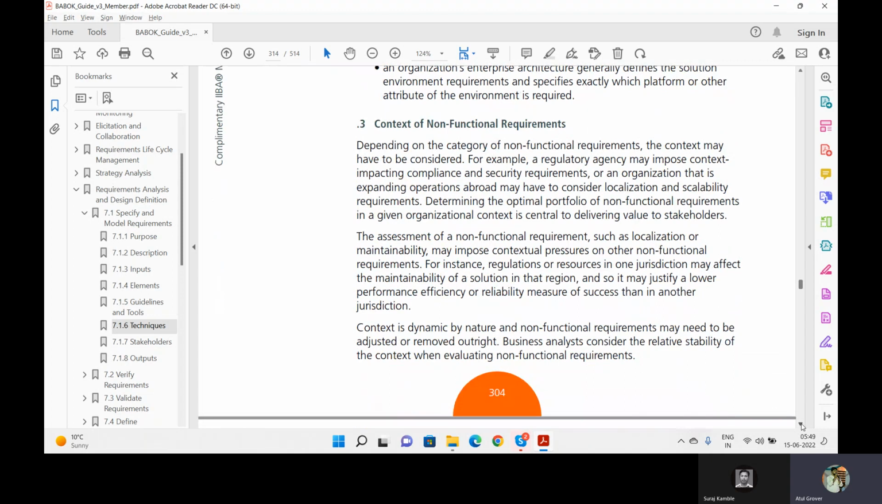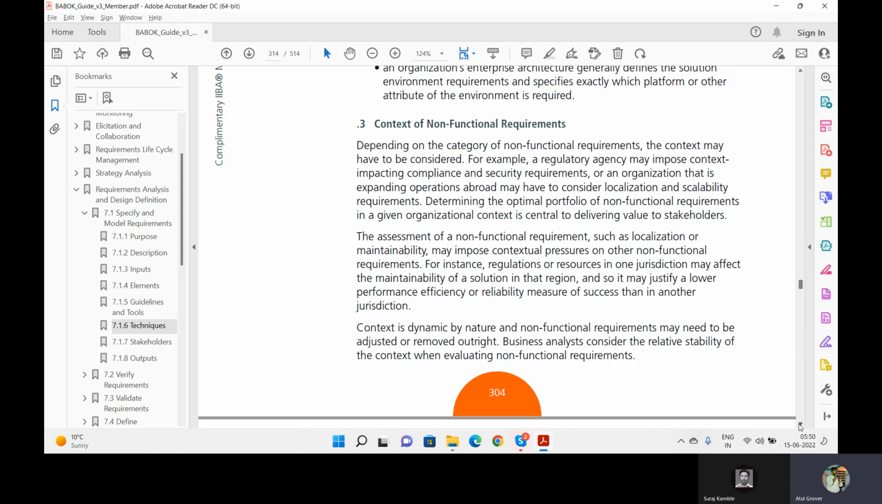Then the context of the non-functional requirements. Because now it's saying how you are dividing this, how you're categorizing this actually. In which area it should go as a non-functional. So like they're saying that localization, maintainability are another context of the same. Usability is another context of the same. So now it depends on which area you are dividing your non-functional requirement. It's called the context here.